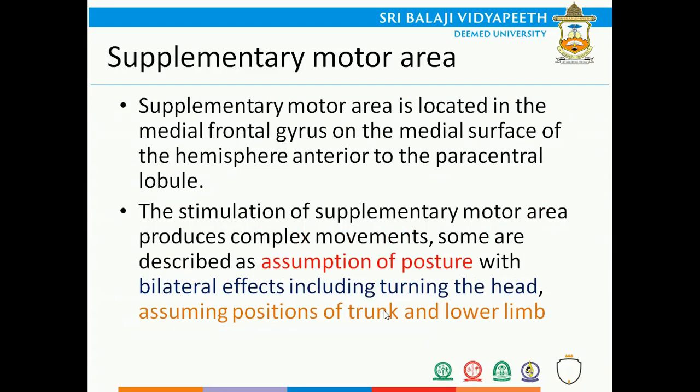So, coming to the next one, the supplementary motor area. The supplementary motor area is located in the medial frontal gyrus on the medial surface of the hemisphere, anterior to the paracentral lobule. The stimulation of the supplementary motor area produces complex movements, some of them described as assumptions of posture, with bilateral effects including turning of the head and assuming positions of the trunk and lower limb.